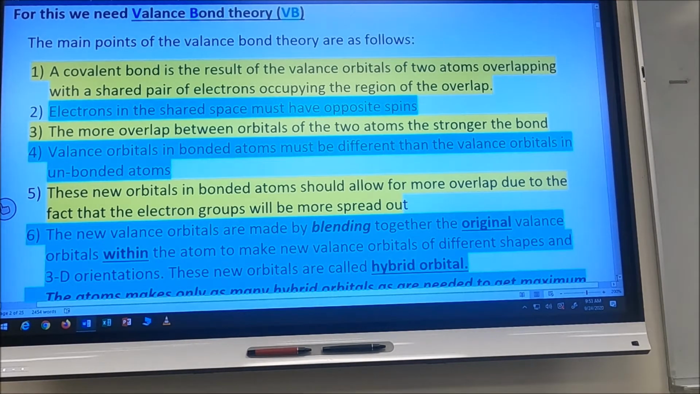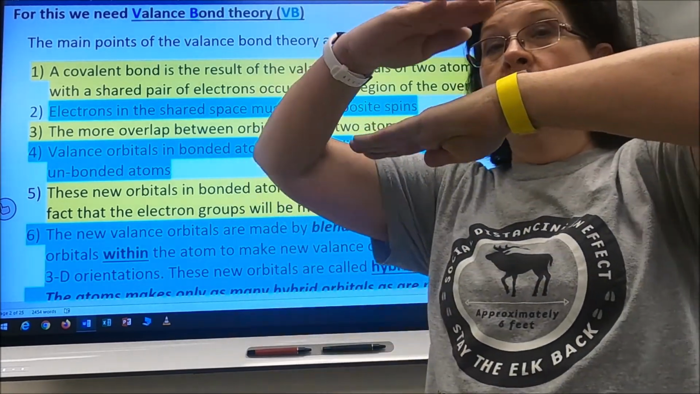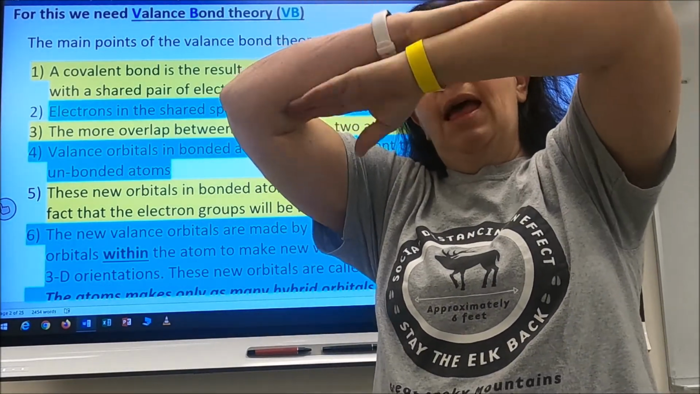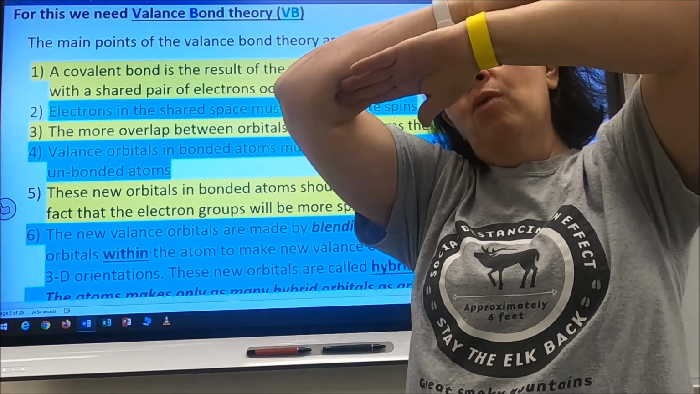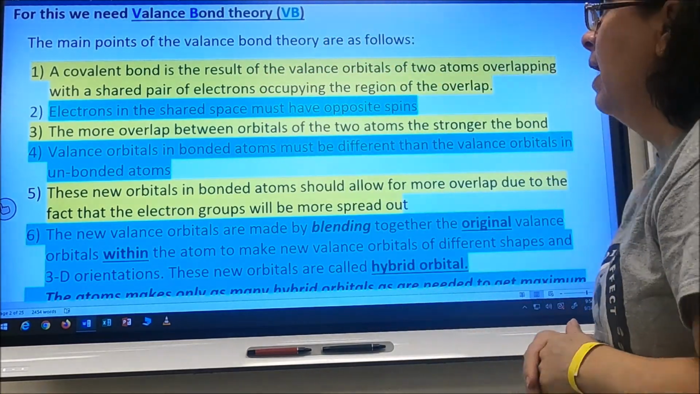Now let's go over the points here. Okay. First, the covalent bond is the result of valence orbitals of 2 atoms overlapping each other with a shared pair of electrons occupying the region of overlap. Okay? So, orbital from atom 1, orbital from atom 2, they overlap. And the electrons exist in that region of overlap and run back and forth between the 2 nuclei.